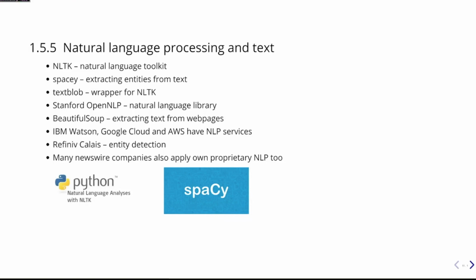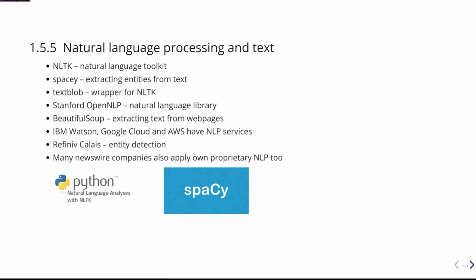A lot of the cloud vendors also have their own NLP services as well. You'll give it a text and then they'll come back with output, like what the sentiment is, what are the named entities, etc. in it. These include IBM Watson, Google Cloud, AWS, and Azure as well. So that's another way that you could do NLP as well, just use it as an external service. There's also Refinitiv, who have Calais as well, who do entity detection.